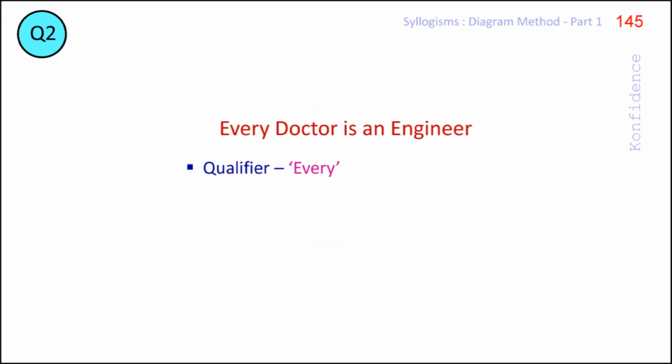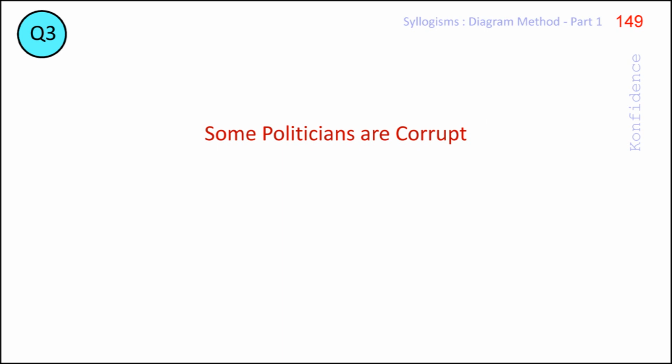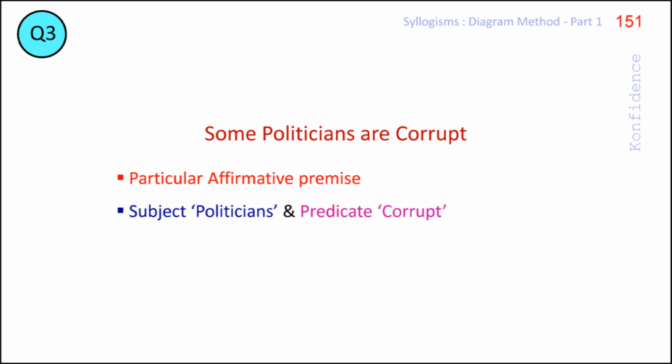The qualifier "every" represents a universal affirmative statement. In a universal affirmative statement, the subject is distributed and the predicate is not. Thus, doctor is distributed while engineer is not. "Some politicians are corrupt" is a particular affirmative premise. In a particular affirmative premise, both subject and predicate are not distributed.